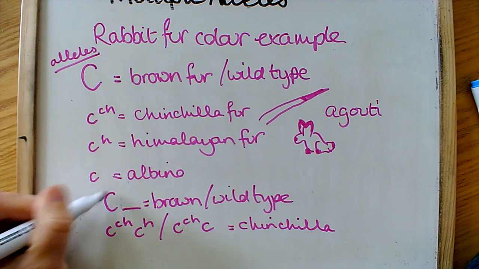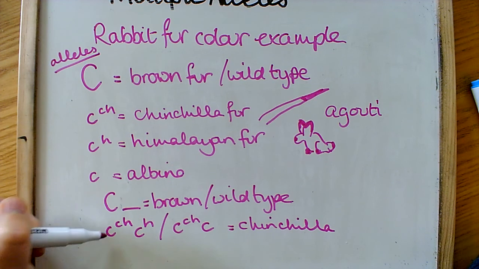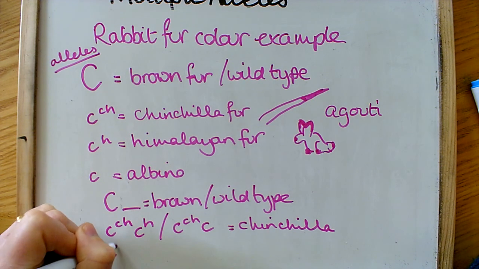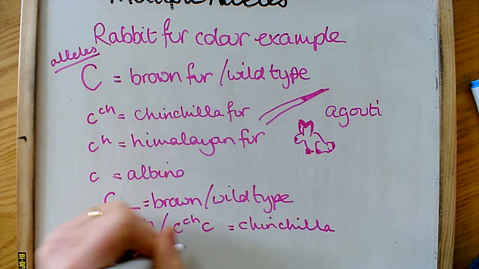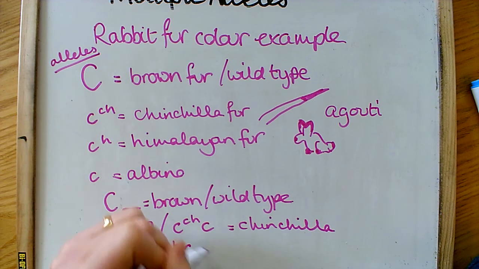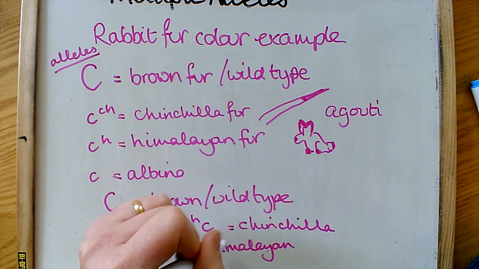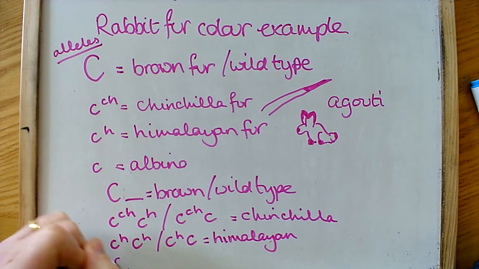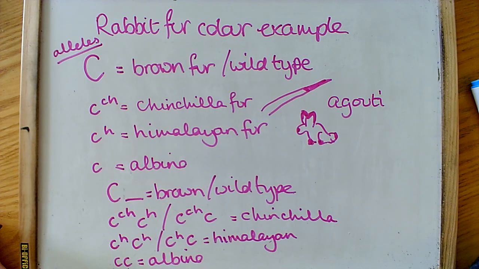Okay, so anything with a big C, doesn't matter what else you put with it, it's going to be the wild type brown colour. This CCH with anything else is going to give you chinchilla. CH with another CH or CH with a C is going to give you Himalayan. And the only way you're going to get an albino is to have one that's homozygous recessive. The two little c's is going to give you that.